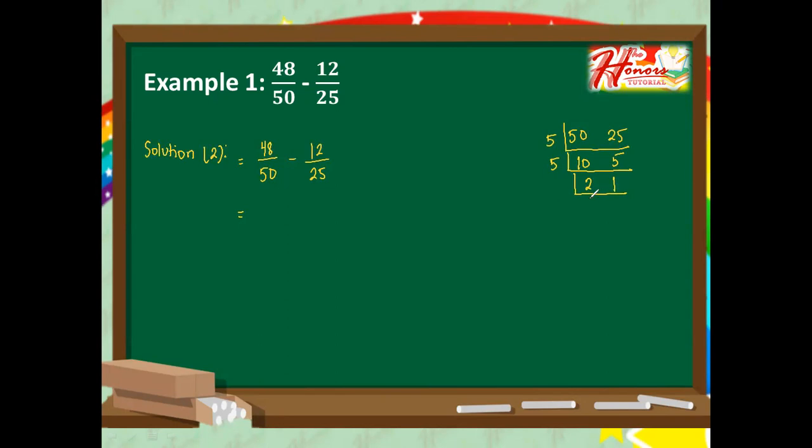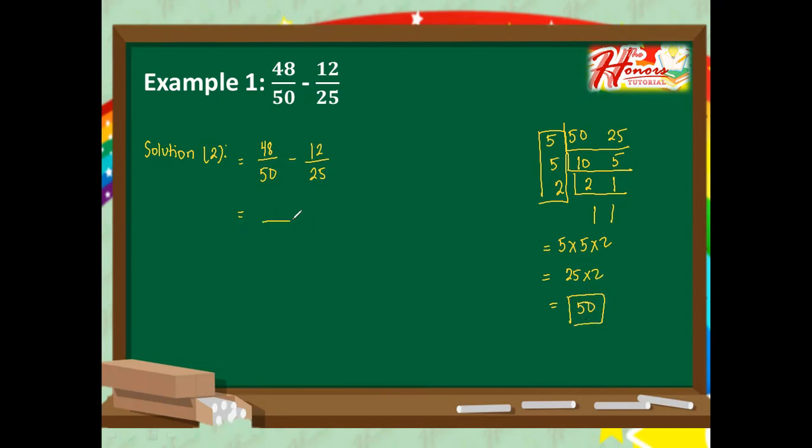And then think again of a prime number that can divide 2, that's 2. So 2 divided by 2 is 1, bring down 1. So now we have to multiply the numbers that we get here. So we have here 5 times 5 times 2. So 5 times 5 is 25 times 2, that is 50. So our LCD here is 50.